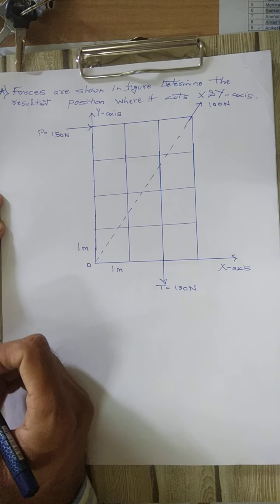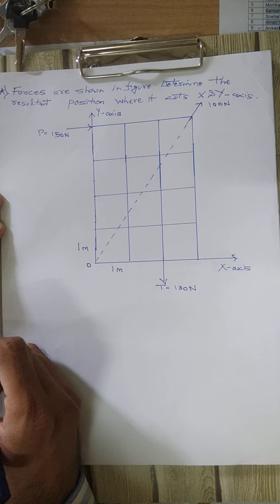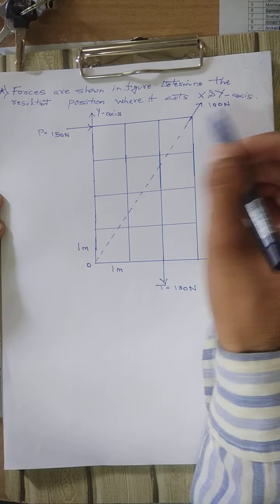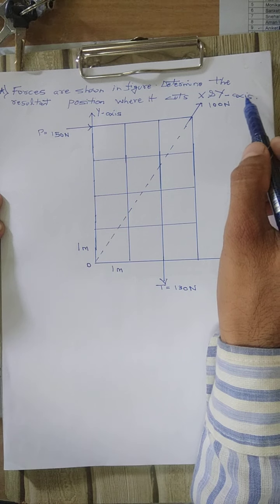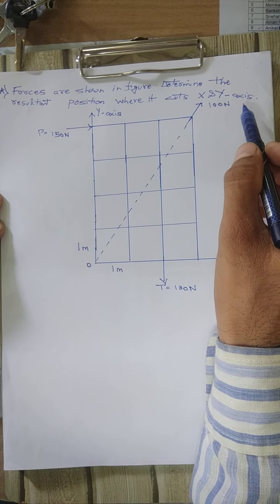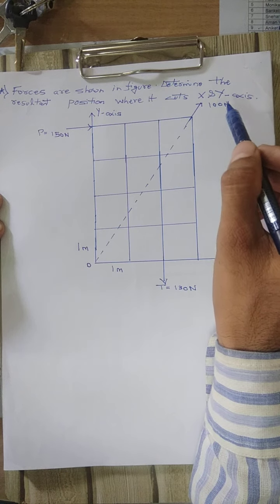One by one, first we will find the x and y components of all the forces. Then we will find the resultant, and the important thing is where this resultant cuts the x and y axis. That means we have to find the distance of the resultant with respect to the x and y axis.